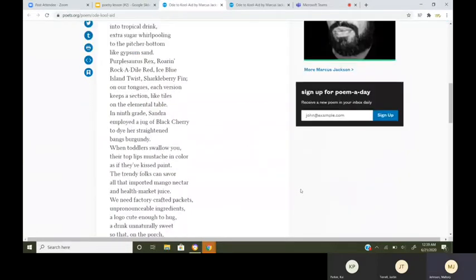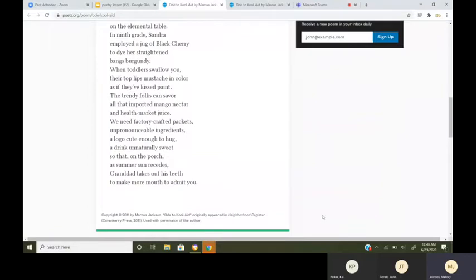In ninth grade, Sandra employed a jug of black cherry to dye her straightened bangs burgundy. When toddlers swallow you, their top lips mustached in color, as if they kissed paint. The trendy folks can savor all that imported mango nectar and health market juice. We need factory-crafted packets, unpronounceable ingredients, a logo cute enough to hug, a drink unnaturally sweet, so that on the porch, as summer sun recedes, Granddad takes out his teeth to make more mouth to admit you.